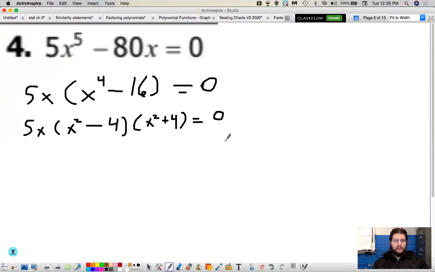All right, let's check each term again. Still can't do anything with that. Look here, it's another difference of squares. Okay, so I haven't gotten here yet. I haven't checked this one. Let's do this one. 5x. What squared gives me x squared? X, yeah. What squared gives me 4? 2. X minus 2, x plus 2.